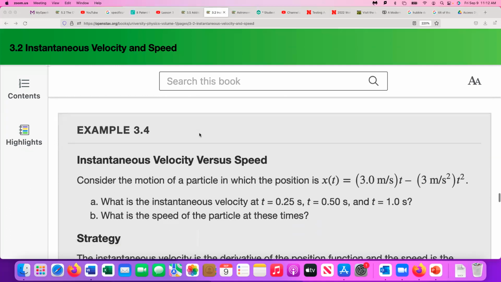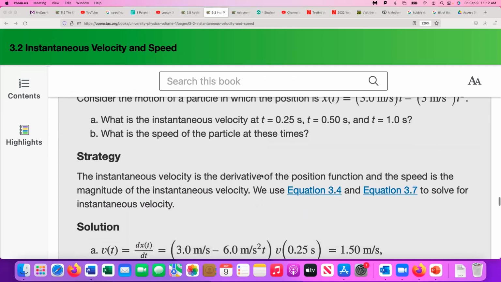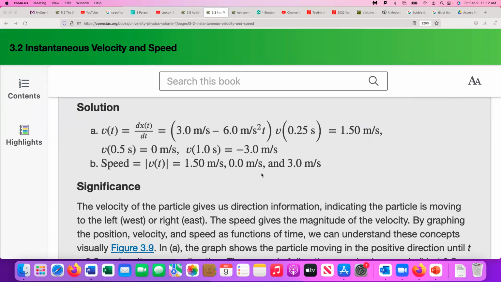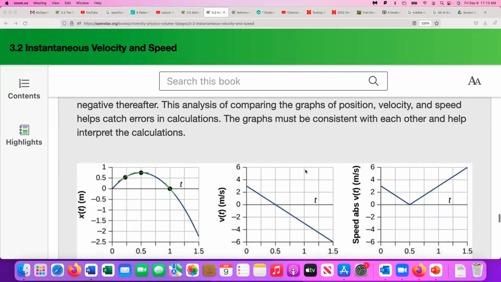Let's see, what do they actually do? What is the speed of the particle at these times? Oh, so in this particular case, they actually just want to know the speed at these times for the particle. So we're not actually doing any kind of distance calculation for part B. But when somebody says, what is the speed at a particular time, and you know the instantaneous velocity at that time, then the speed is just the magnitude of the velocity. It's the magnitude of the instantaneous velocity at that time. So it just ends up being 1.5, 0, and 3 instead of -3, because that's the absolute value. Pretty straightforward stuff.